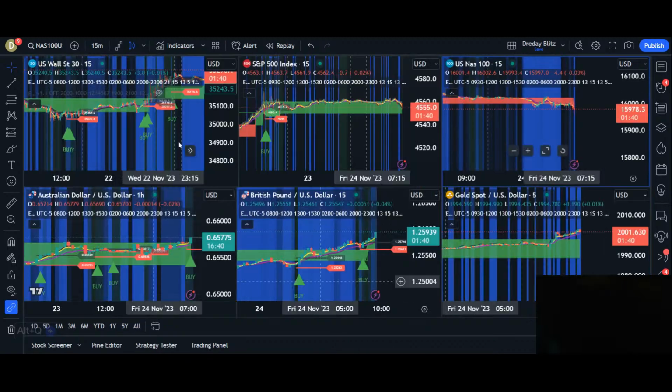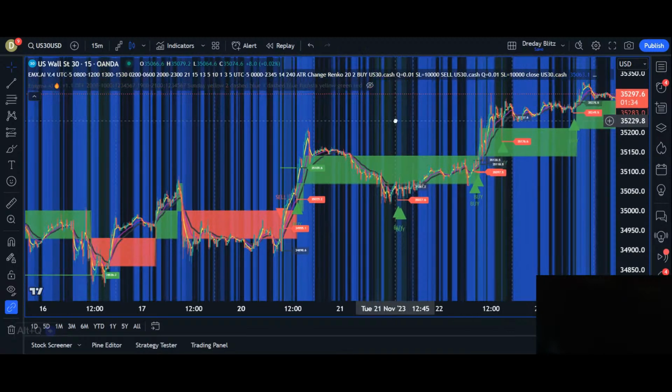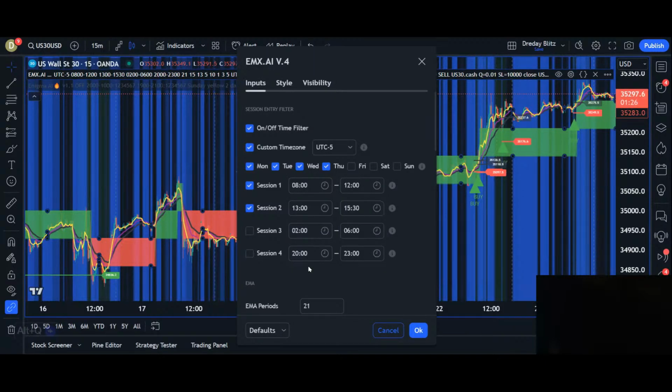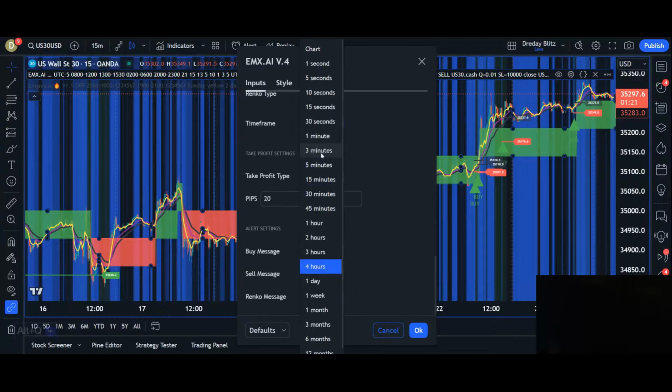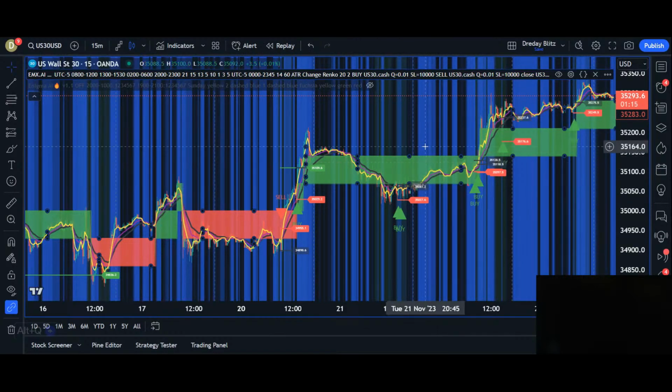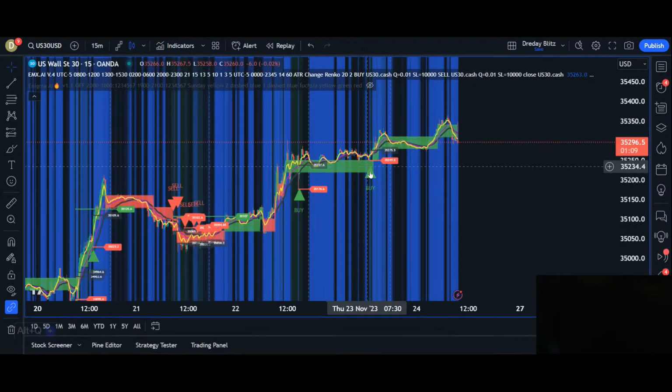So let's go back to US 30, and then I'll look at the Euro JPY in a second. I'm gonna double check. Put everything on 1 hour here. Okay, so that was the entry from yesterday. So still running. As long as it's not reversing, you're still keeping your trade open.